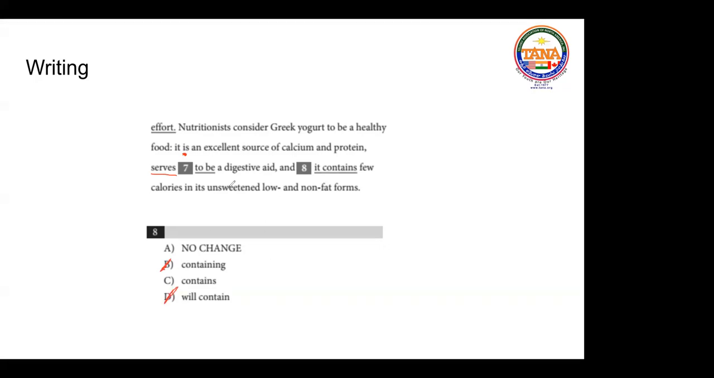And having answer choice A is wrong because the "it is" is redundant. "It to be a digestive aid," it is redundant. It makes the "to be" redundant, so therefore A is not the answer, and C is the only remaining answer. Any questions? Why?